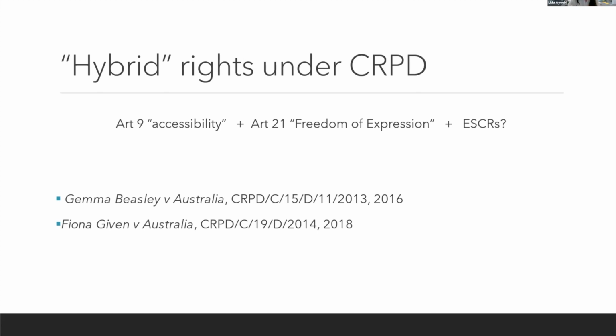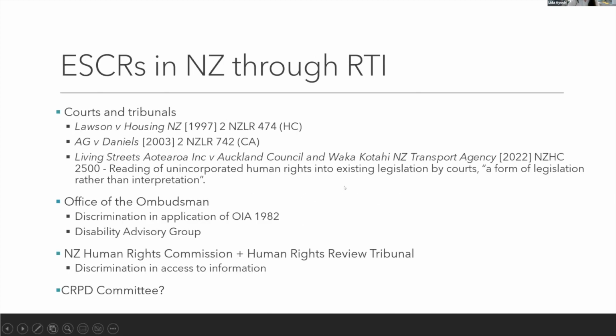And in Fiona Given and Australia, which related to the right to accessible voting, the failure to provide the author with an accessible mode of voting, which also protected her privacy, also breached Article 9 of the Convention regarding accessibility. So again, we see that the umbrella of accessibility under the Convention is quite a large one, and it could give effect to other rights, including economic, social, and cultural rights, although in these cases, they related to civil and political rights.